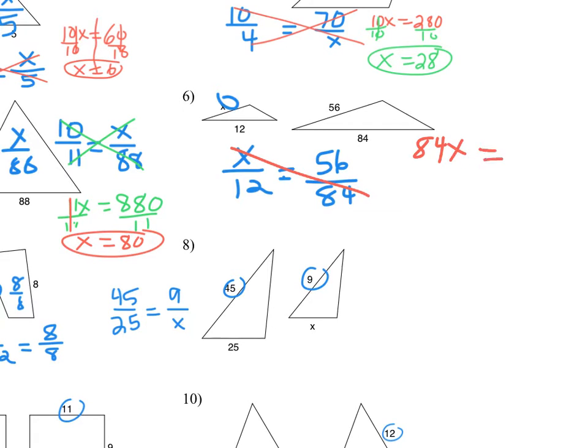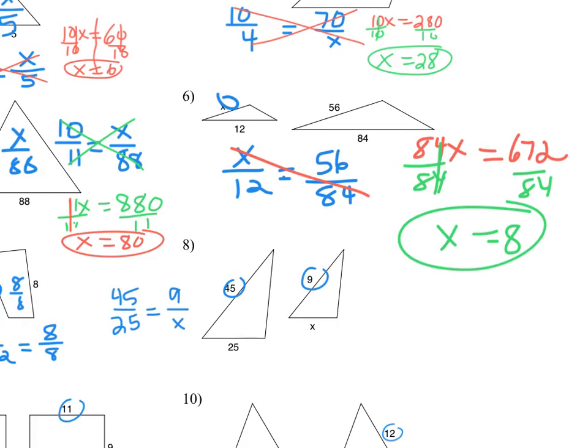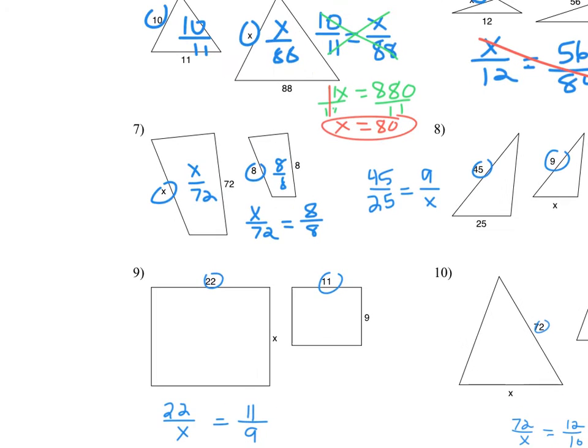84x equals, whoops, 12 times 56, 672. Divide by 84, divide by 84, 1x equals 8. Almost done here. Okay.